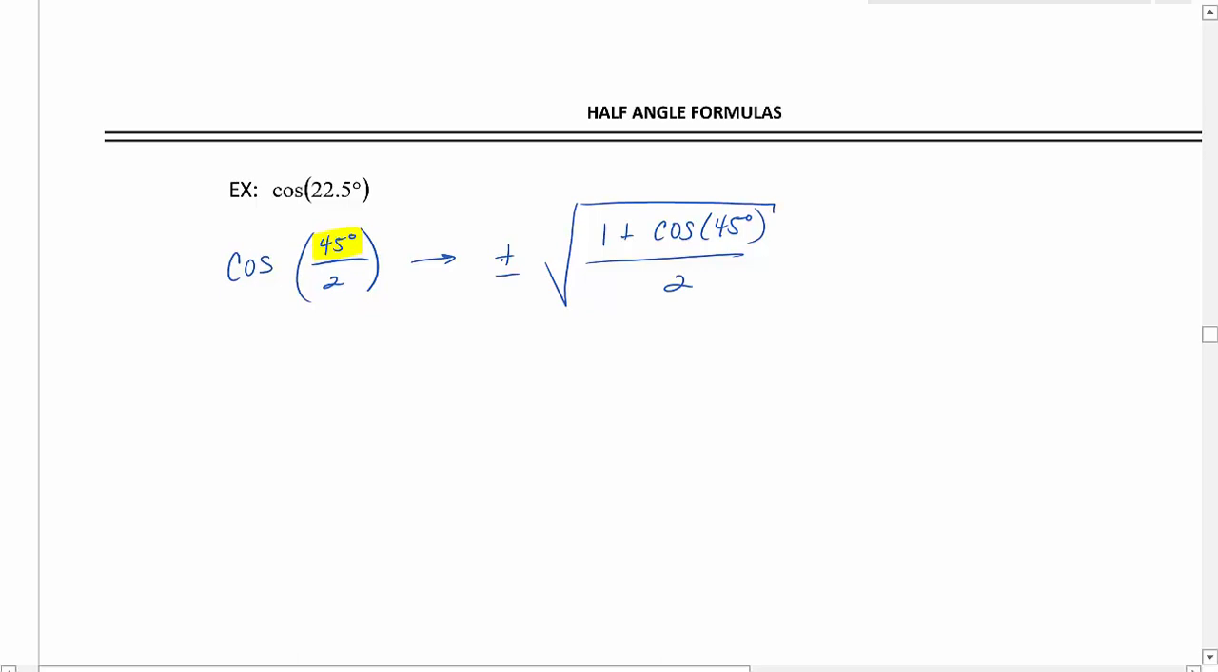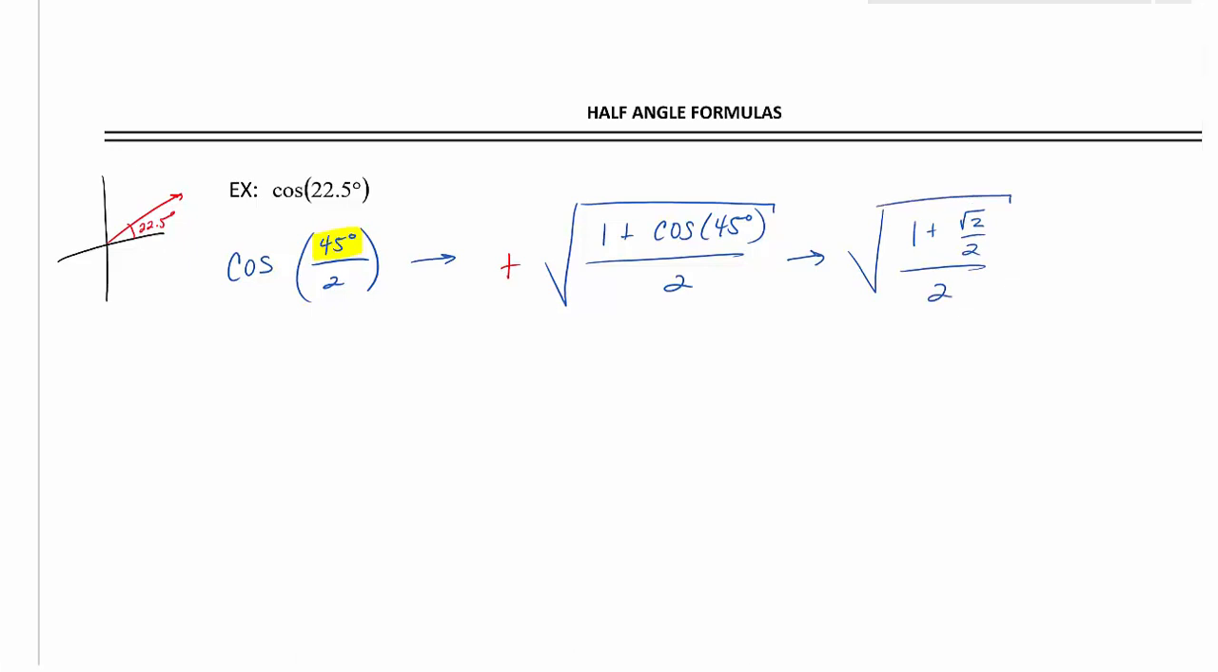We need to decide whether we're going to use the plus or the minus. So let's look at which quadrant cosine of 22.5 degrees would be in. Well, that's right here in quadrant 1, and we know cosine is positive in quadrant 1. So we just want the plus again. And let's simplify. Cosine of 45 degrees, square root of 2 over 2.